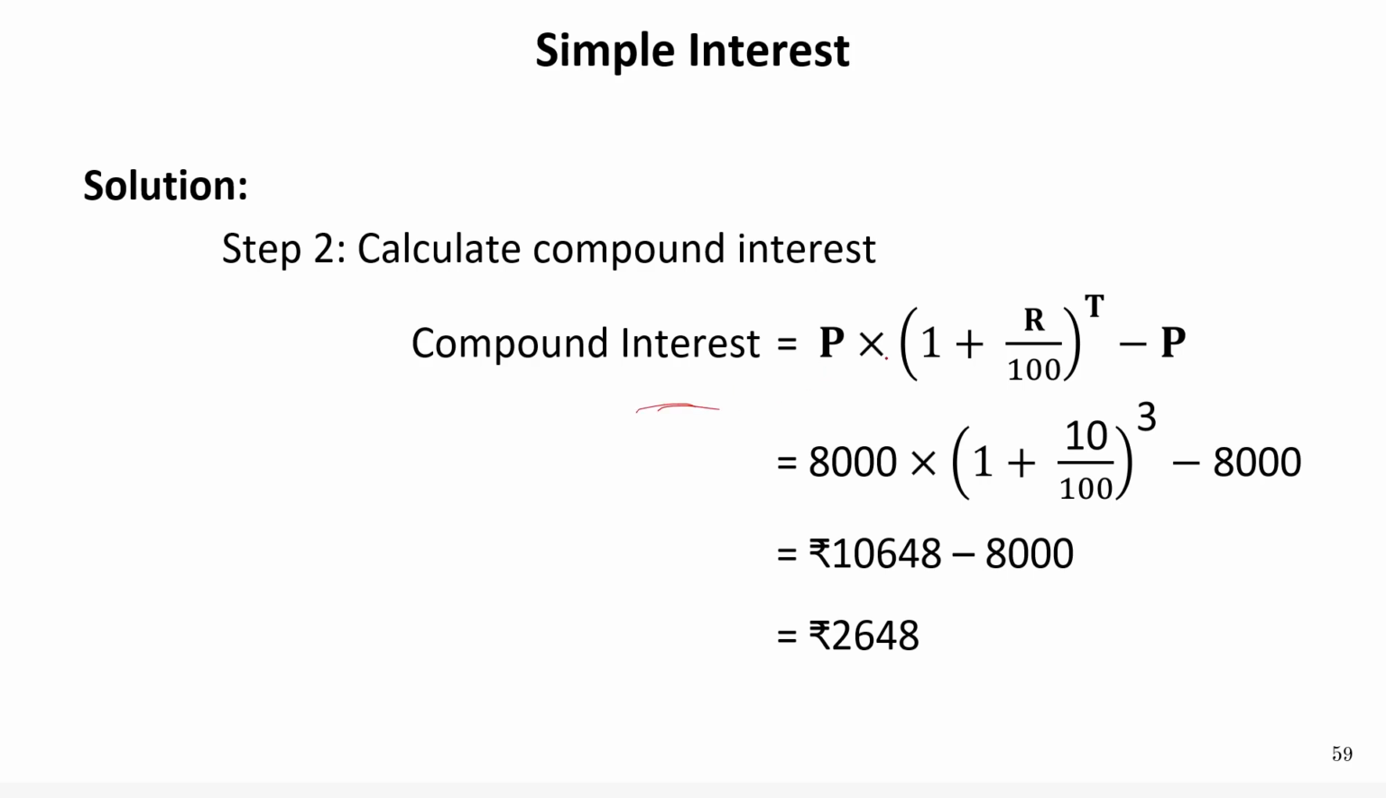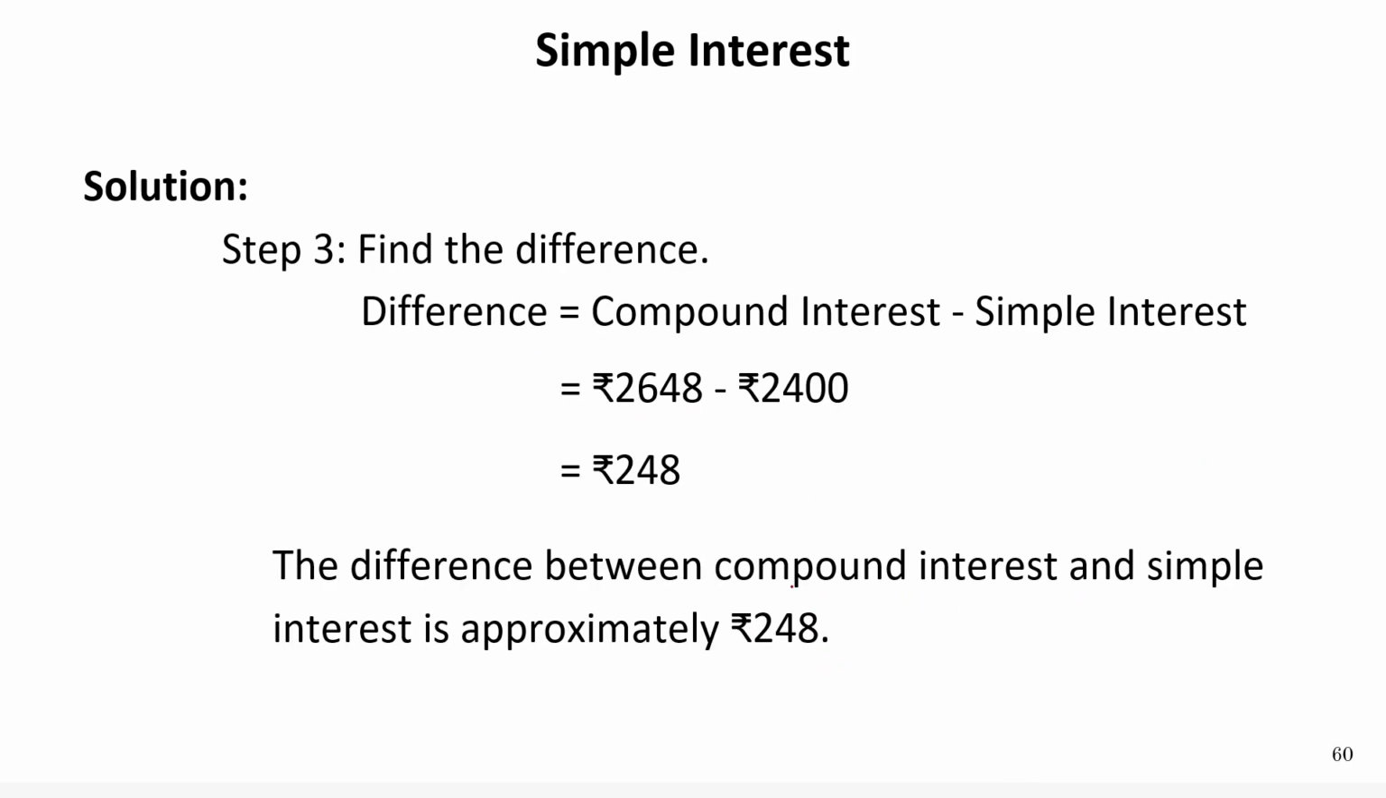So compound interest is equal to P into (1 plus R by 100) whole power T minus P, because this is the formula for amount. And total amount minus principal amount is equal to the interest that we got, that is here the compound interest. So 8000 into (1 plus 0.1) whole power 3 minus 8000. So it will be 10,648 minus 8000, that is 2648. So finding the difference, 2648 minus 2400, compound interest minus simple interest will be 248. So the difference between compound interest and simple interest is 248 in this case.